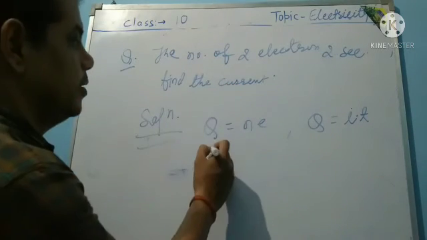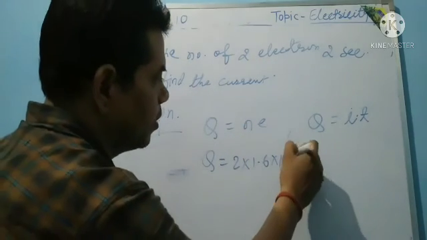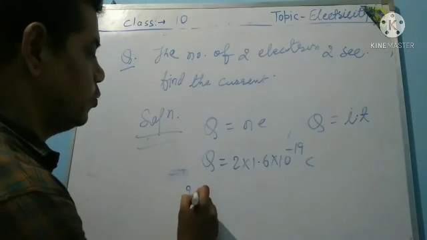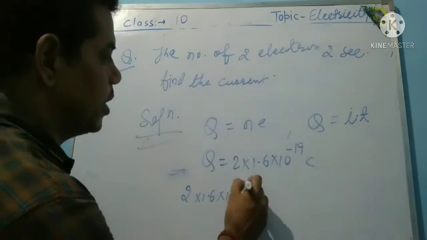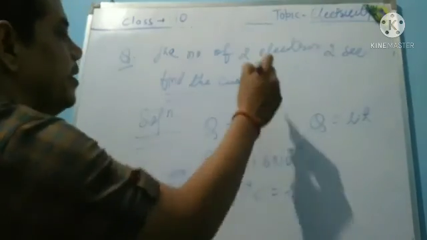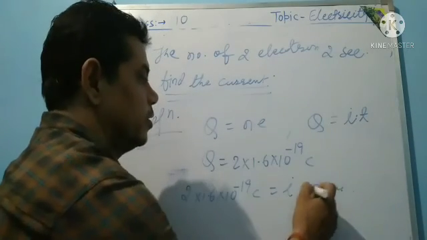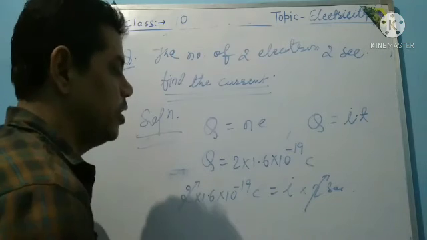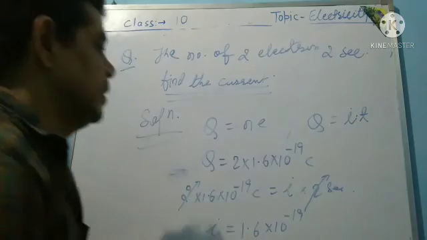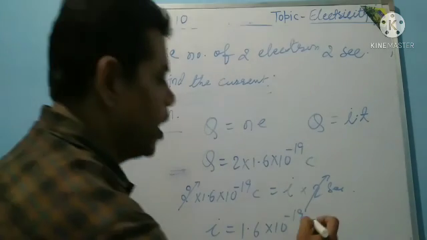So first, we find Q equals 2 times 1.6 times 10 to the power minus 19 coulomb. Then we put that value in this equation: 2 times 1.6 times 10 to the power minus 19 coulomb equals I t. Find out the current. I equals what? The time is 2 seconds. So 2 and 2 cancel out. So I equals 1.6 times 10 to the power minus 19. The unit of current is ampere.